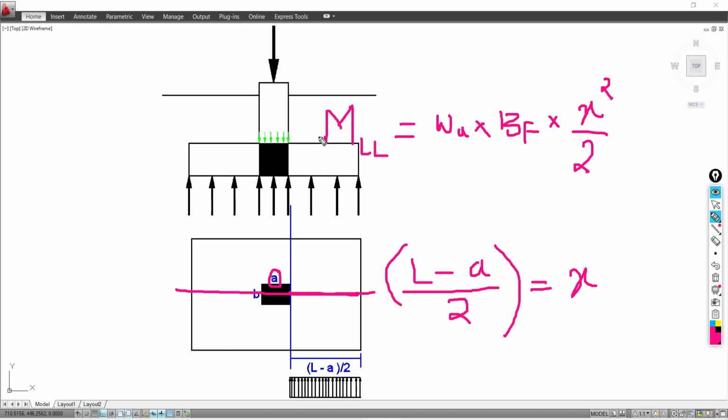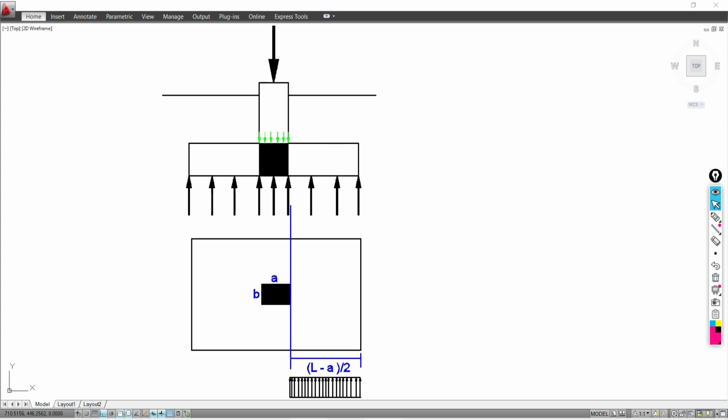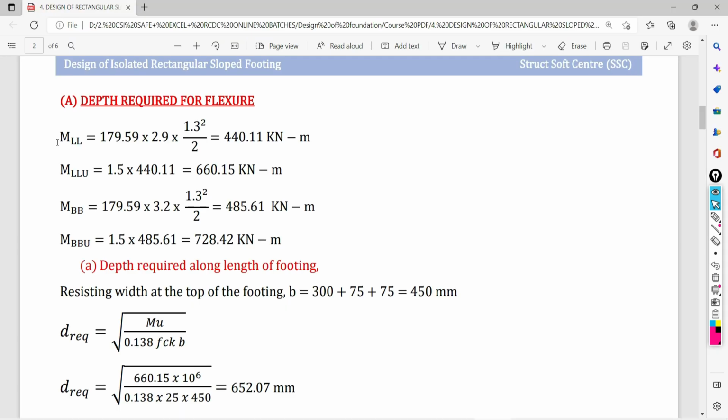And the same concept you have to apply for the width direction, along the width of the footing. So just come back to our example. Here the moment along the length of the foundation is going to become upward soil pressure multiplied by 2.9, which is the width of the footing, multiplied by the projected part.